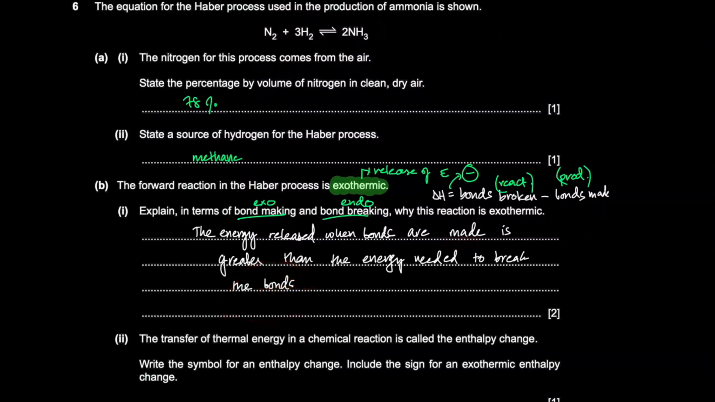If it was endothermic, it would be the exact opposite. That energy needed to break the bonds would be greater than the energy released when the bonds are made. Right? उसमें क्या होगा? आपका bonds broken would be greater, bonds made would be smaller. So the overall change would be endo. Does everyone get this now? I hope everyone gets this.